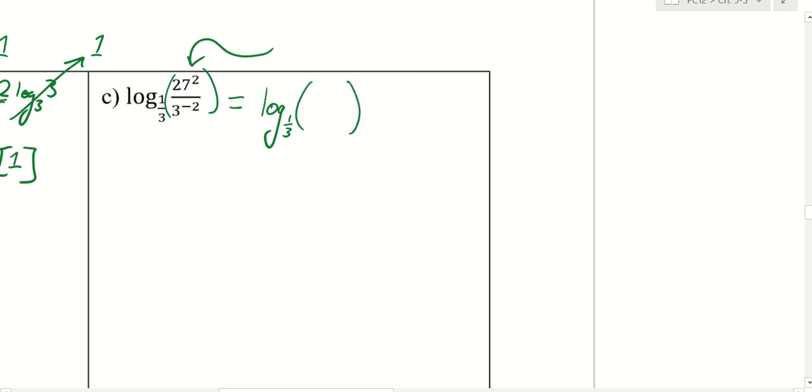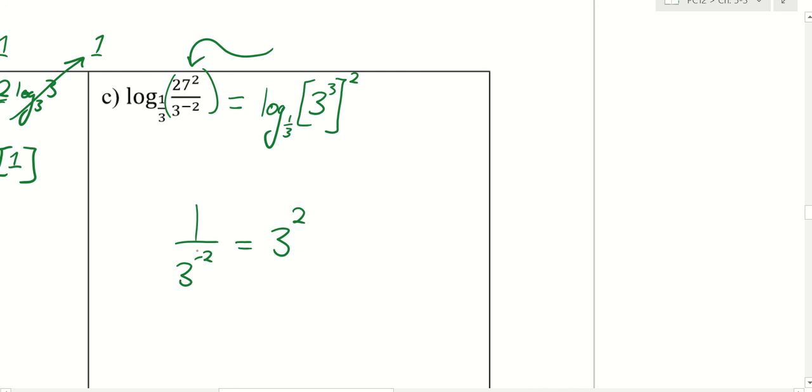So 27 squared is really just, well, 27 is 3 cubed, and that's all squared. And 3 to the minus 2, what I can do here is, if I have 1 over 3 to the minus 2, this is really just 3 to the positive 2.